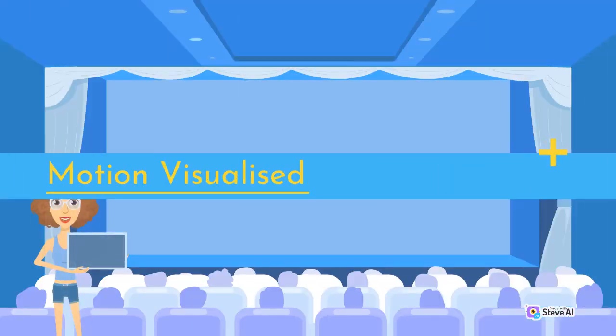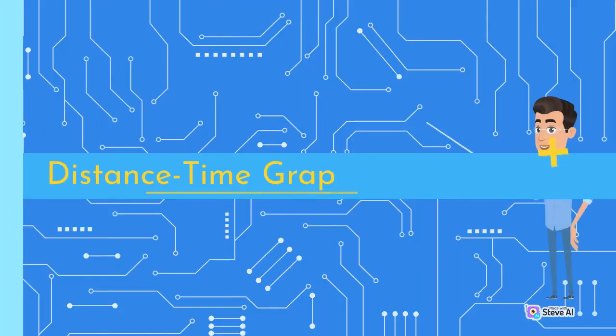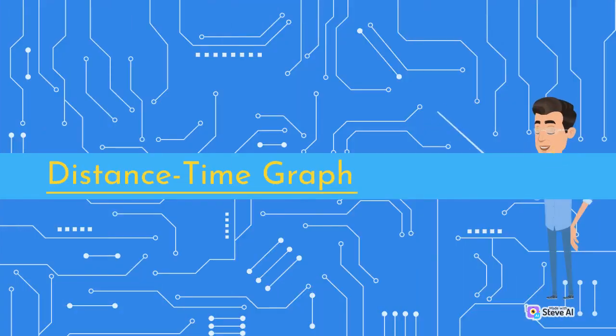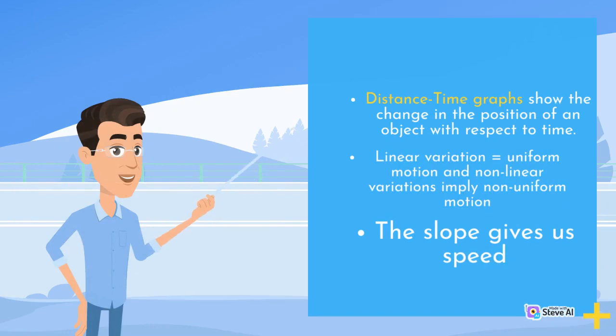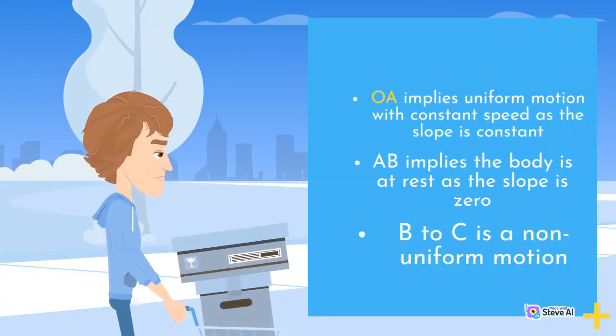Motion visualized. Distance time graph. Distance time graphs show the change in the position of an object with respect to time. Linear variation equals uniform motion and nonlinear variations imply non-uniform motion. The slope gives us speed. OA implies uniform motion with constant speed as the slope is constant. AB implies the body is at rest as the slope is zero. B to C is a non-uniform motion.